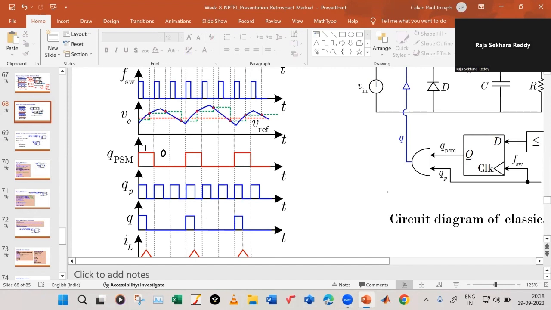Is that point clear? Yes. So now you're asking why QPSM is 1 for so long. Okay, why is it not small? Is that your question?